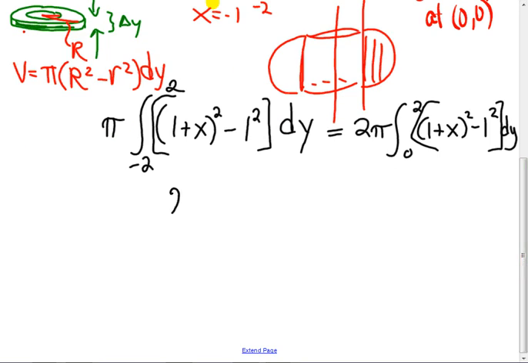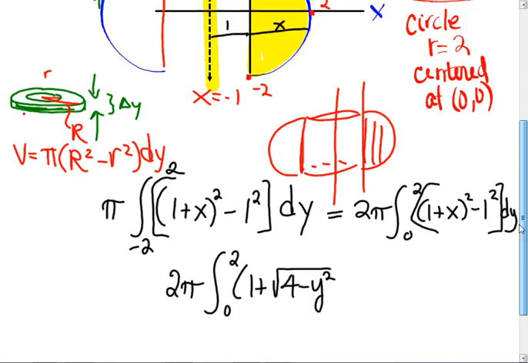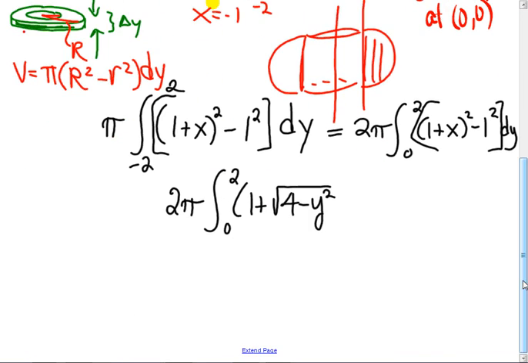So, you don't have to do 2 pi, it doesn't matter, because it's a calculator problem. So it's 1 plus the square root of 4 minus y squared. Did I copy that right? Making sure. Although it's okay as long as I have everything clearly labeled. And that will be squared minus 1 dy. Yes? No, not if it's calculator.